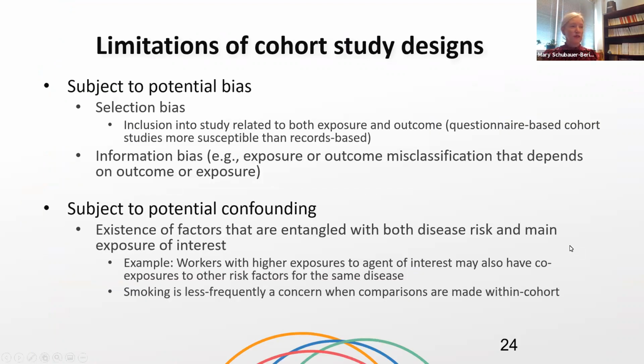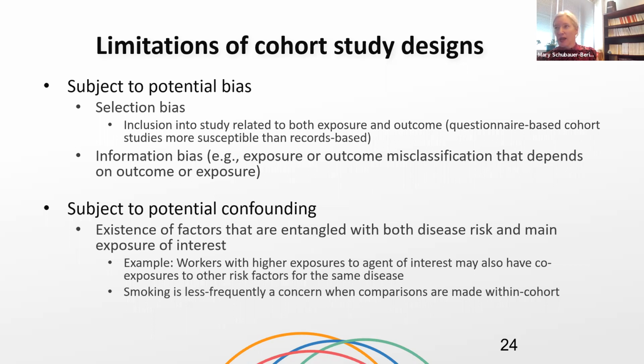Some of the limitations of cohort study designs include the potential for bias. So selection bias, which means inclusion into the study is related to both exposure and outcome. This is fairly atypical in most records-based cohort studies because you usually know what the sampling frame is for your study base. However, for questionnaire-based cohort studies, selection bias can occur if agreeing to be in the study or even being alive to agree to be in the study is dependent on disease status, which it often may be.